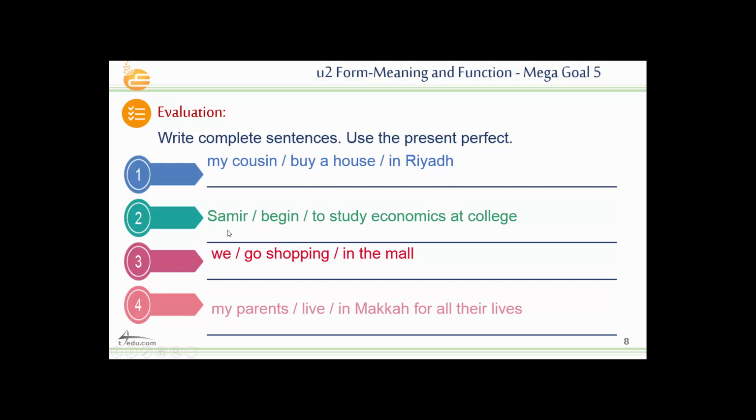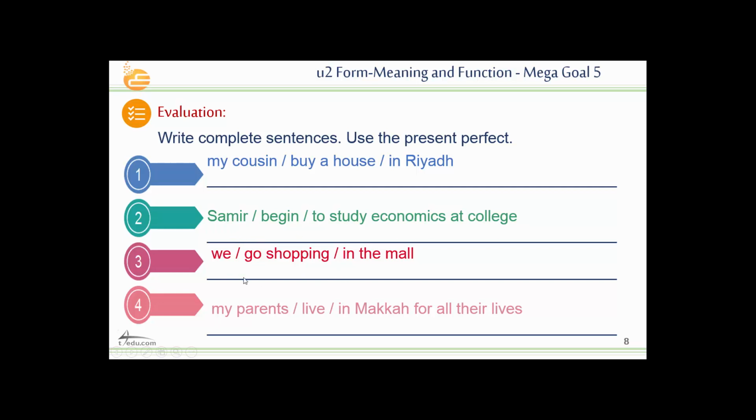Number two, Samir began to study economics at college. So we start with Samir. What is the grammatical structure of present perfect? It is has or have plus verb 3. So with Samir, we can say what? Has. Samir has. What's verb 3 of begin? Begun. So Samir has begun to study economics at college.